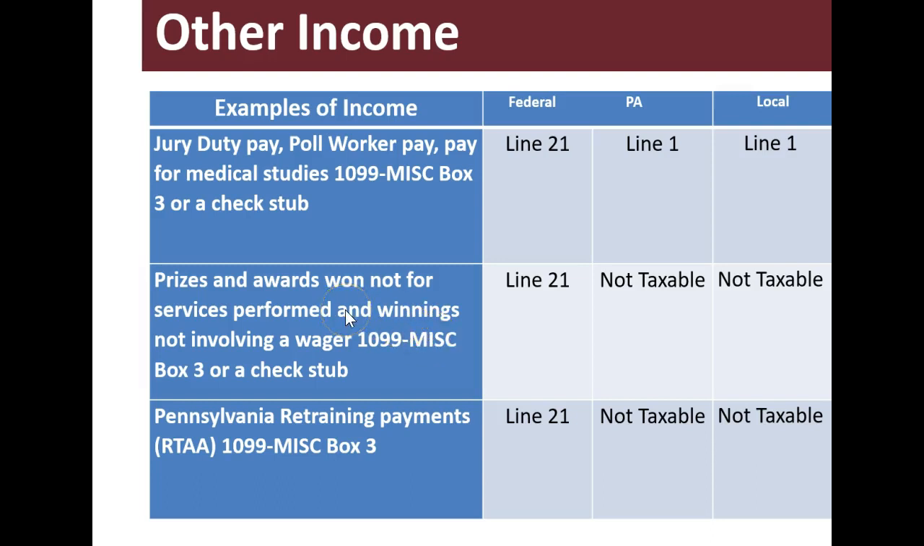Here are the prizes and awards won. This is something we rarely see. These are prizes and awards not involved with gambling, not involving a wager. They're not taxable, PA and local. This is another one we rarely see. Pennsylvania retraining payments go to line 21, but they're not taxable to Pennsylvania or local.